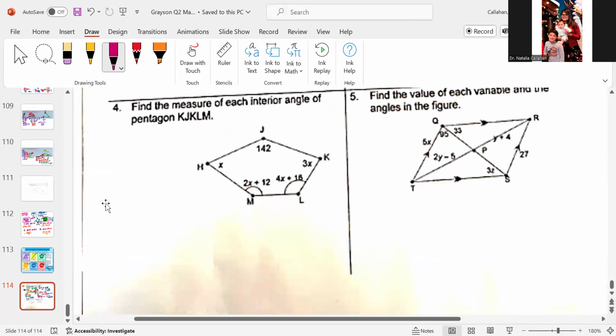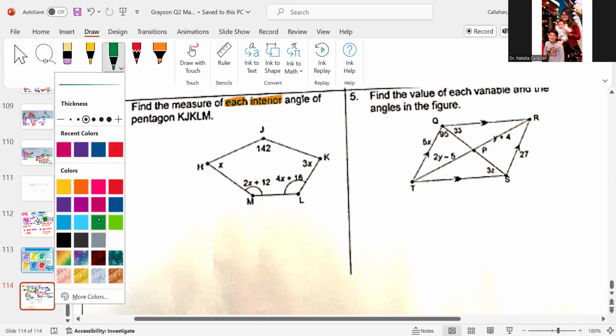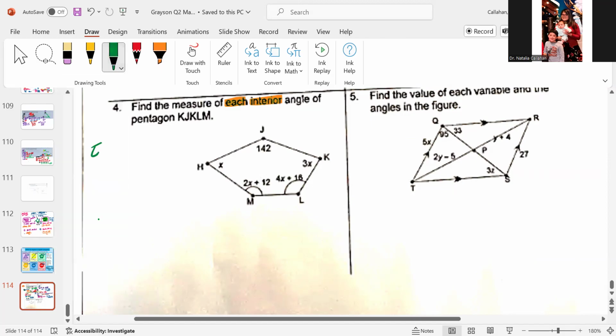Here, number 4. Read, please. Find the measure of HAK. Are we looking for each or sum? Each. We're looking for interior, exterior. So each interior angle. Which formula is that? No, n minus 2 times 180 divided by n. Good.